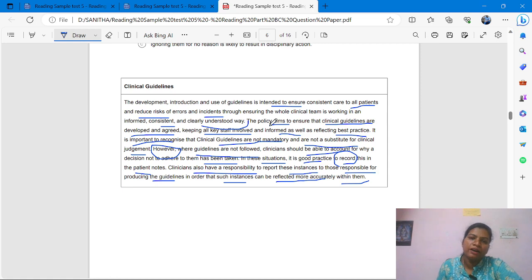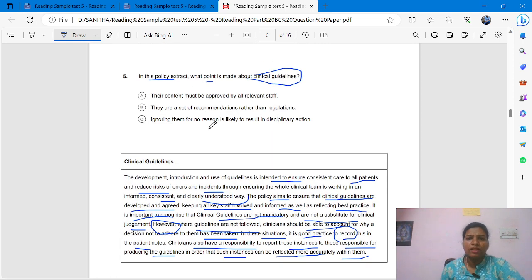Okay, then we have to come to the options. This content must be approved by all relevant staff. Something here is saying the policy aims to ensure that clinical guidelines are developed and agreed, keeping all key staff involved and informed. But it is not saying it must be approved by all relevant staff. So we can eliminate this option.